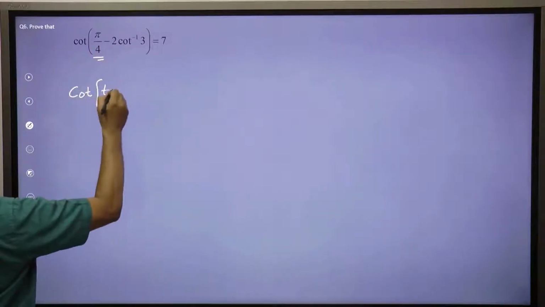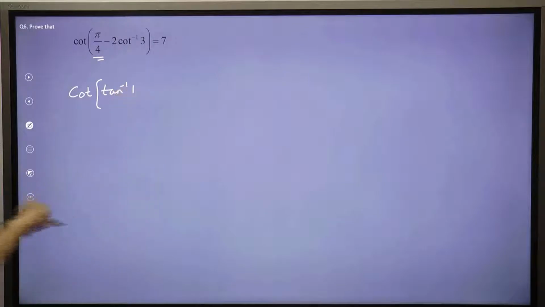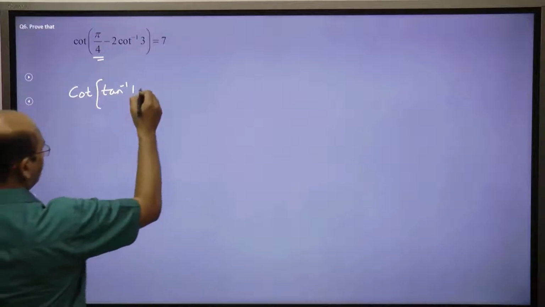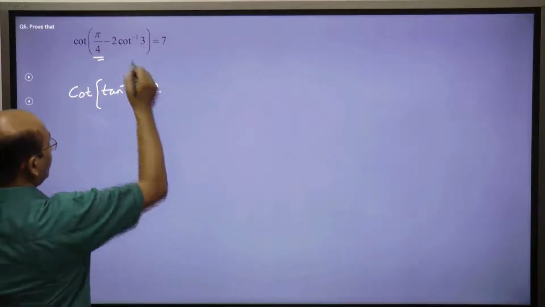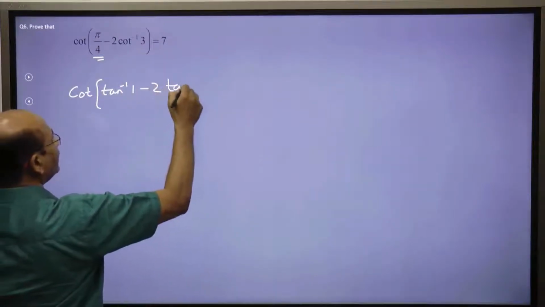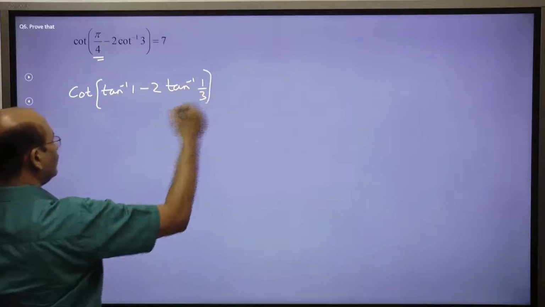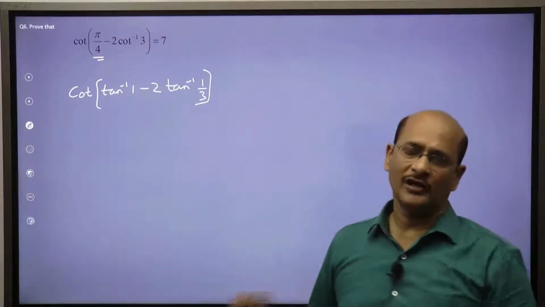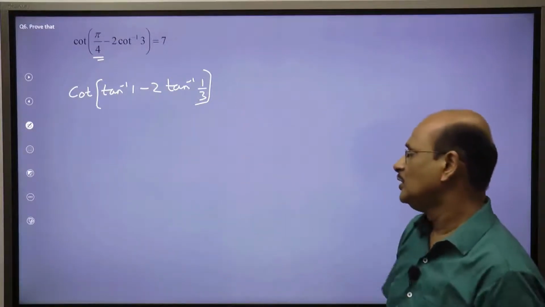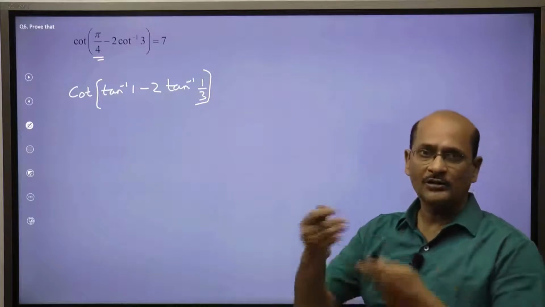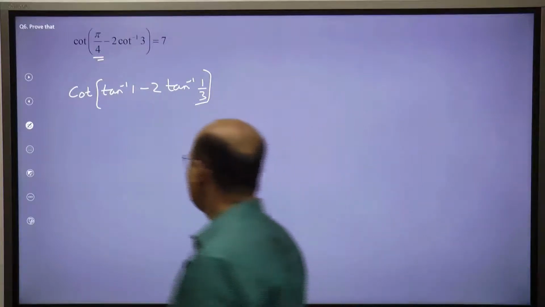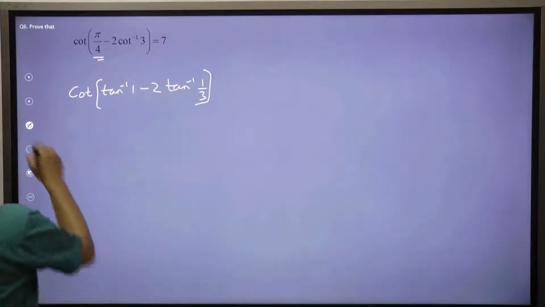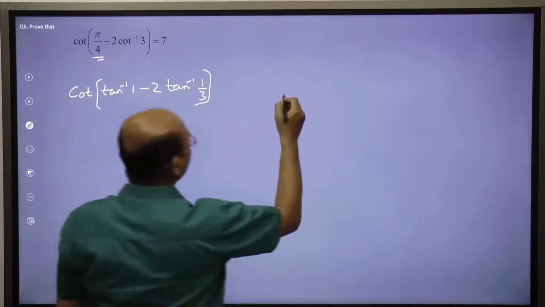Pi by 4 I can say tan inverse 1, because tan of pi by 4 is 1. So tan inverse 1 is pi by 4. Minus, hold your breath, 2 as it is. Cot inverse 3, I can say tan inverse 1 by 3. Because there is no breakthrough in cot inverse ratio. So best is I convert into tan inverse 1 by 3, because tan and cot are inverse of each other. And now I can apply. Now this is not a problem. Here also there is no 2 tan inverse x. Everybody knows the formula, 2 tan inverse x.